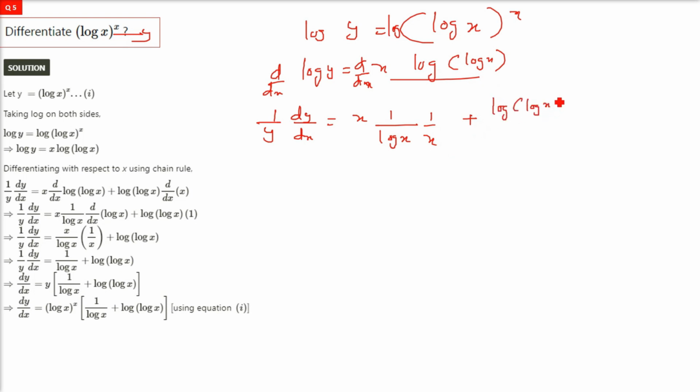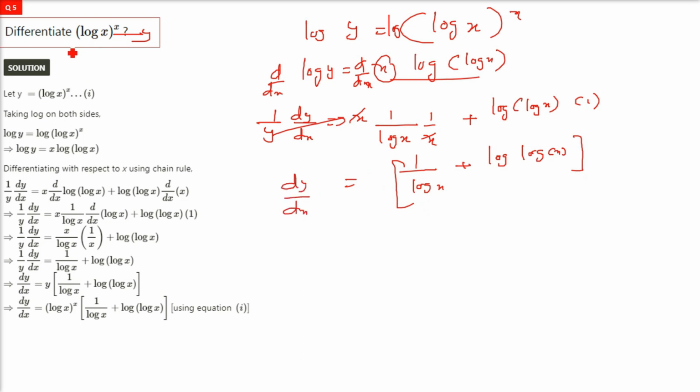And differentiation dy by dx of x is 1 only. So I'm not writing it, it is 1. Then we can cancel these two. We'll only get 1 by log x, and here we have the other term as log of log x. And y we have to bring on the right hand side to finally write the answer. So dy by dx, y was log x to the power x.